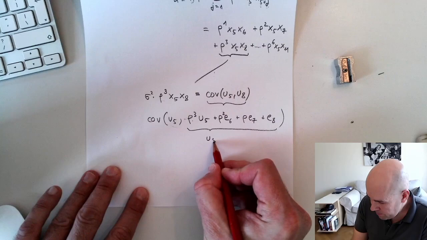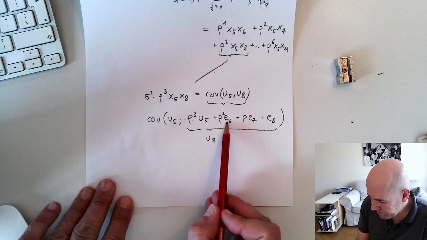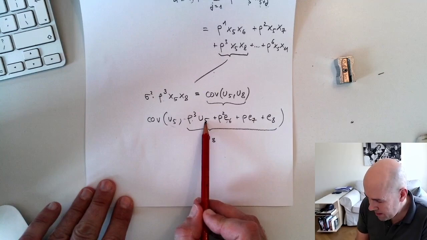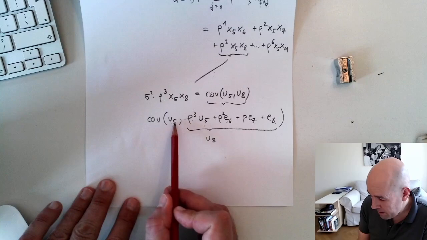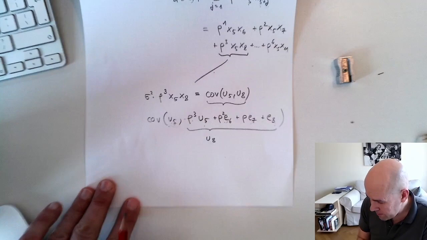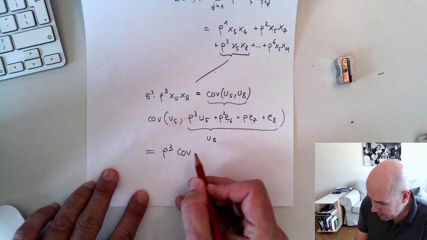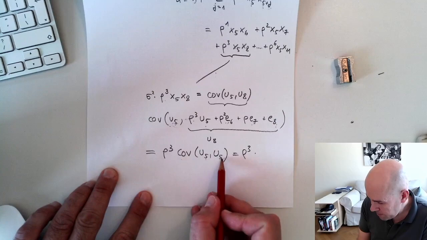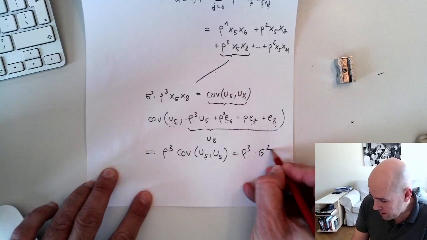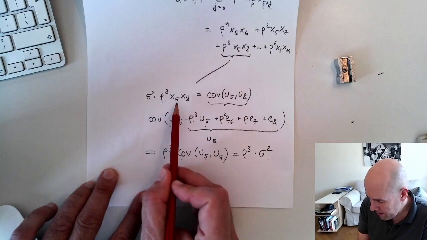Now, these E's are not correlated with any other E's. So U5 has lots of E's in it, but not E6, not E7, and not E8. So therefore, the covariance between U5 and this and this and this is going to be zero. So what you get is that this is equal to rho to the power 3 times the covariance of u5 and u5, and the covariance between u5 and u5 is the variance of u5, and that will be sigma square. Now, let's look at this formula here. Sigma square rho to the power 3 x5 x8.